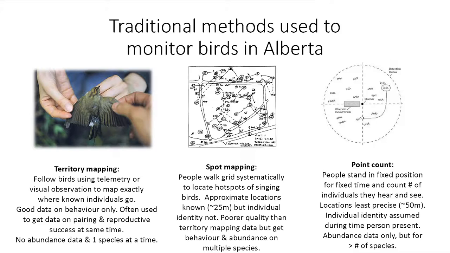The other way is called spot mapping. You walk back and forth, back and forth, with a little bit better, not as good a resolution as following the individual bird, but you can find where he is, maybe plus or minus 25 meters, make a map of everybody you hear, and kind of get an idea of density, and also get a little bit of an idea about how the birds use space.